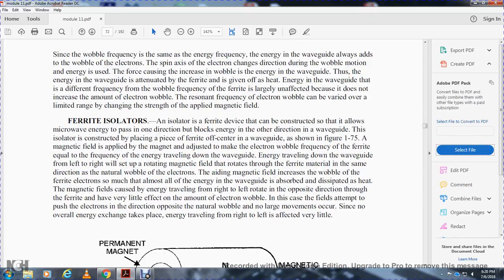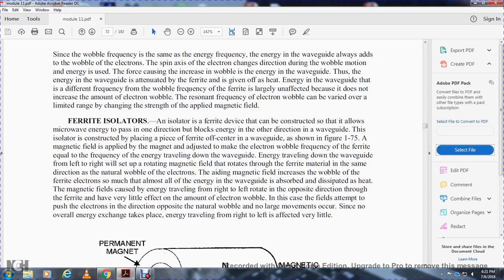Alright, ferrite isolators. Ferrite isolator devices can be constructed so that they allow the microwave energy to pass in one direction and block the energy in the other direction of the waveguide. This isolator is constructed by placing a piece of the ferrite off center in the waveguide, shown in Figure 175A. Magnetic field supplied with the magnet is adjusted to make the electron wobble frequency of the ferrite equal to the frequency of the energy traveling down the waveguide.